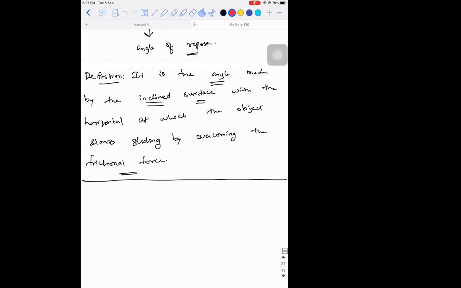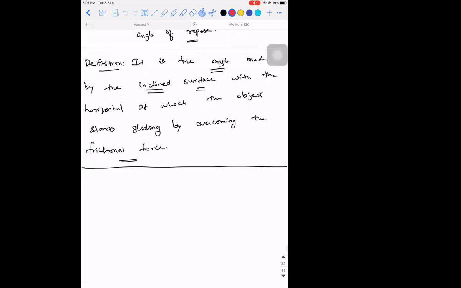So angle of repose means it is the angle made by the inclined surface with the horizontal at which the object starts sliding by overcoming the frictional force. Okay. So this is the definition which we saw.